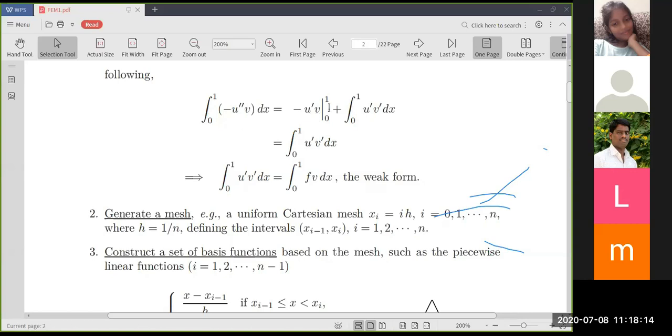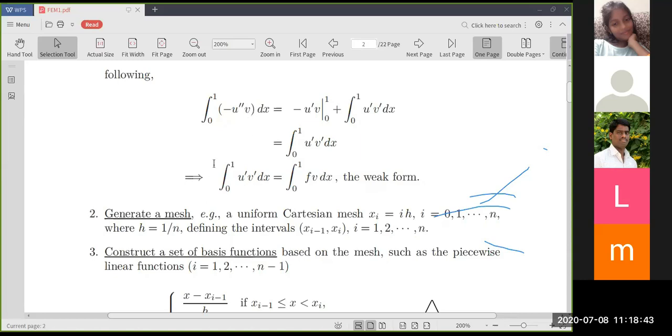So this boundary term vanishes, and you get integral 0 to 1 of u dash into v dash dx equals integral 0 to 1 of f into v dx. This is the first step. Given any differential equation, we integrate by parts and push one derivative. Here it is u double dash, but I have pushed this derivative onto v. Initially v did not have any derivative, but I pushed one derivative to v. So now you have u dash into v dash.